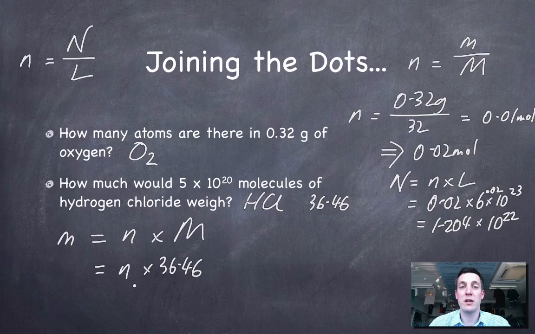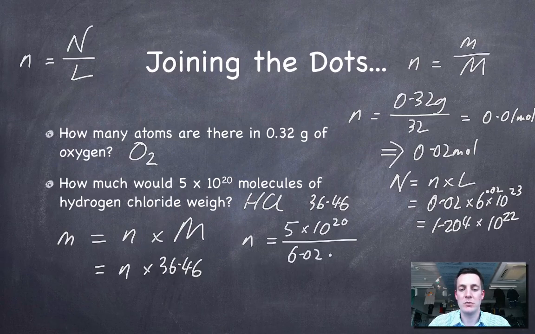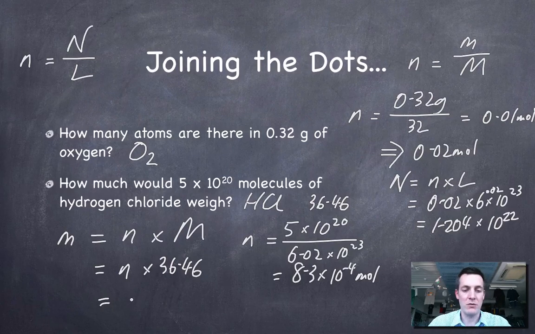But first of all, I've got to find the number of moles, and the number of moles is equal to the number of particles, 5 times 10 to the 20, divided by Avogadro's number, 6.02 times 10 to the 23. So the number of moles is 8.3 times 10 to the minus 4 moles. Put that number into here as my number of moles, and I find that I've got 0.03 grams. Only one significant figure here, because my weakest piece of data has only got one significant figure.